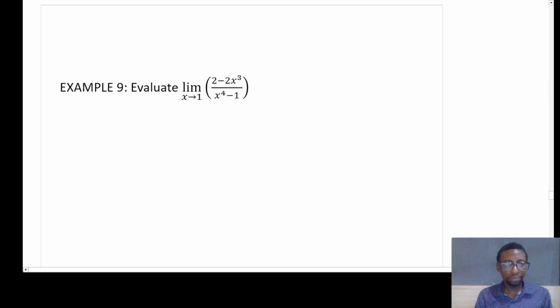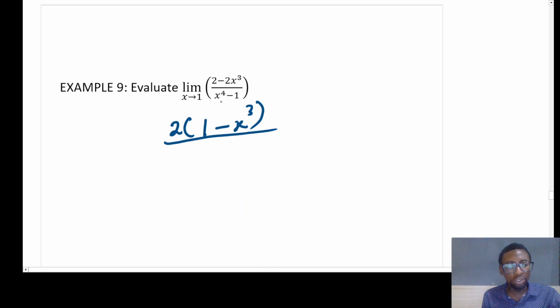Okay, example 9. Example 9 says evaluate the limit as x tends to 1 of (2 minus 2x cubed) over (x to the power 4 minus 1). If I factorize the numerator, it will give us 2 times (1 minus x cubed). If I factorize the denominator, I will have (x squared) all raised to power 2, that will give me (x squared) squared minus 1 squared. Actually, if I do 1 squared, I'll still get 1.